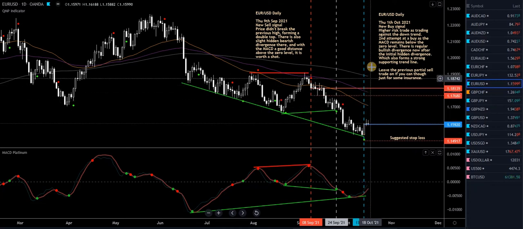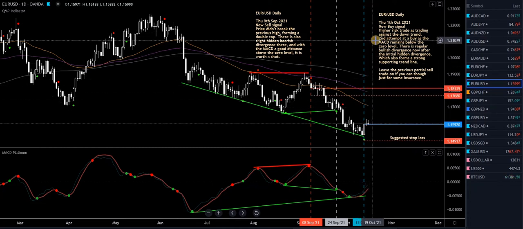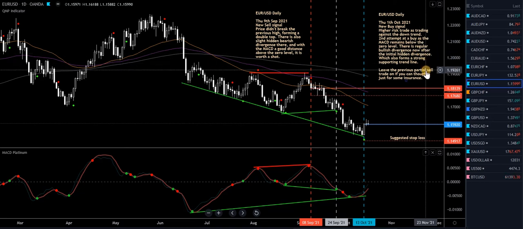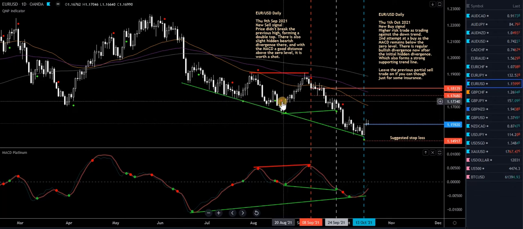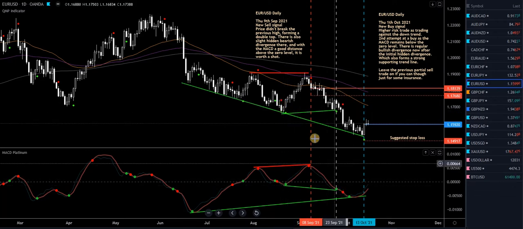It's a high risk trade. You can read the notes again. Second attempt at it, you can read all that. Regular bullish divergence. Initial, oh, here come these lights. Don't know how to turn them off. Anyway, there was initial hidden divergence.